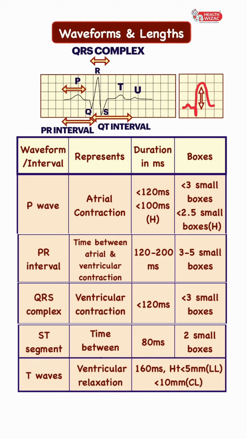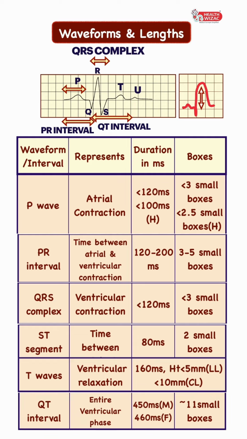elevation MI. T wave represents ventricular relaxation and has a duration of up to 160 milliseconds, that is 4 small boxes, and height of less than 5 mm in limb leads and less than 10 mm in chest leads. QT interval represents entire ventricular phase, that is contraction to relaxation, and has a duration of up to 450 milliseconds in males and 460 milliseconds in females, that is approximately 11 small boxes.